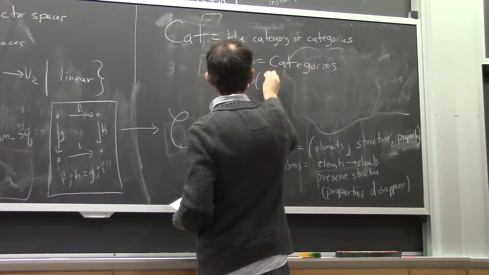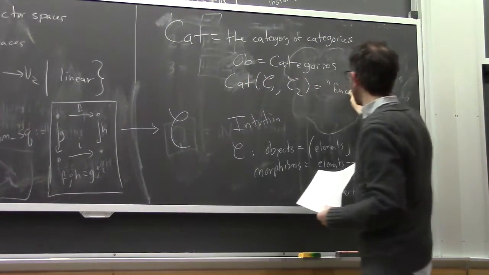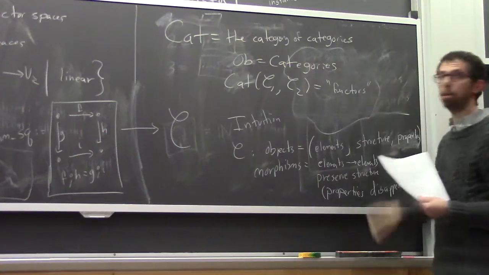from Cat C1 to C2, are called functors. And that's what Brendan will talk about on Tuesday.